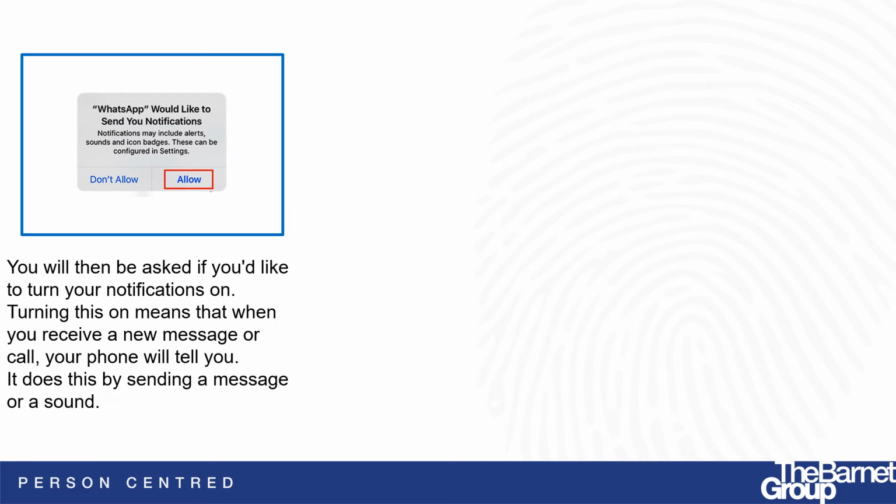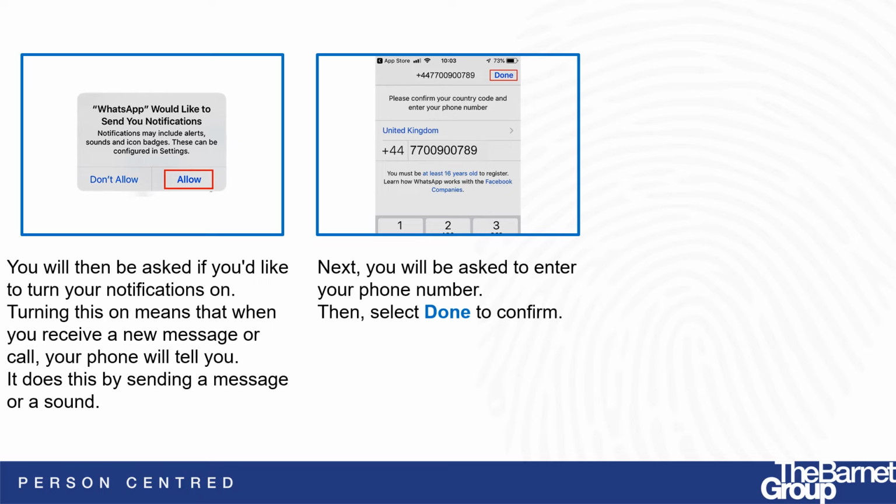You will then be asked if you'd like to turn your notifications on. Turning this on means that when you receive a new message or call, your phone will tell you. It does this by sending a message or sound. Next, you will be asked to enter your phone number. Then select Done to confirm.